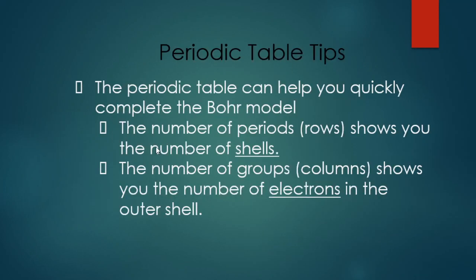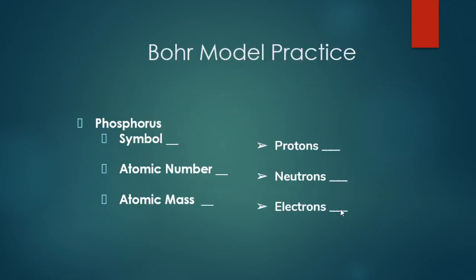All right, so a couple tips about the periodic table when using it to do Bohr models. The periodic table can help you quickly complete the Bohr model. The number of periods or rows shows you the number of shells. So if it's the first row, it's 1 shell, second row, 2 shells, third row, 3 shells. I'll show you an example in a minute. And then the number of groups or columns shows you the number of electrons in the outer shell.